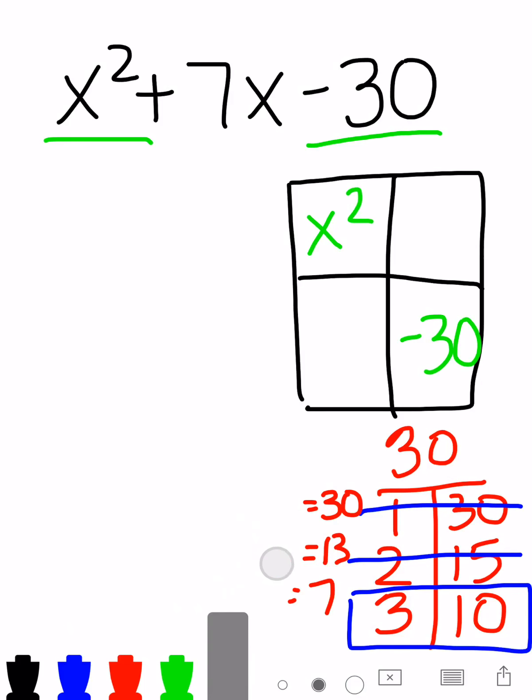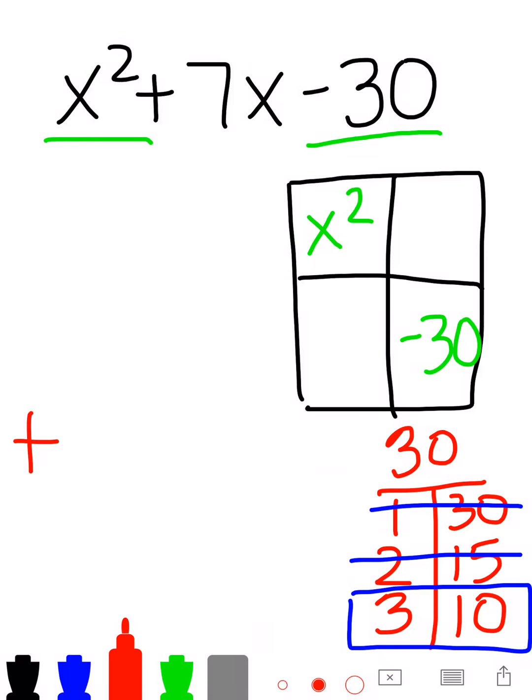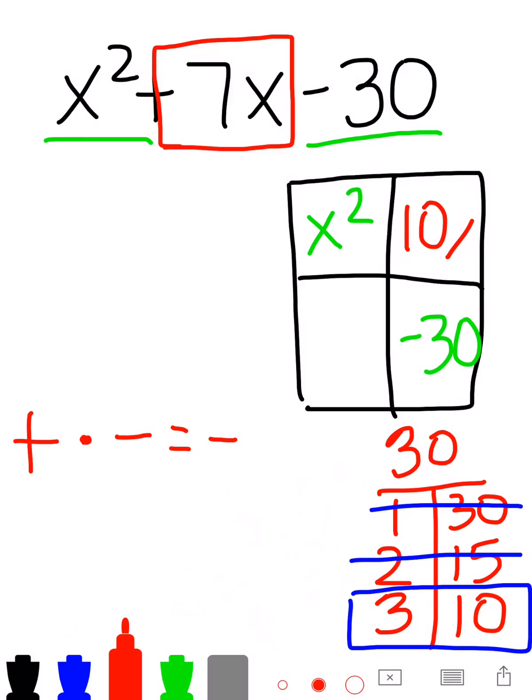Now remember, you have to use your multiplying integers rule to see if both numbers need to be positive, both numbers need to be negative, or one negative and one positive. We're looking for a negative 30. So in that case, the integers rule that we need to use is that a positive times a negative will give you a negative number. So one of our numbers needs to be positive and one needs to be negative. If you look at our middle number here, positive 7x, that means that our biggest number out of 10 and 3 needs to be positive. So that means that 10 should be positive and our 3 should be negative.